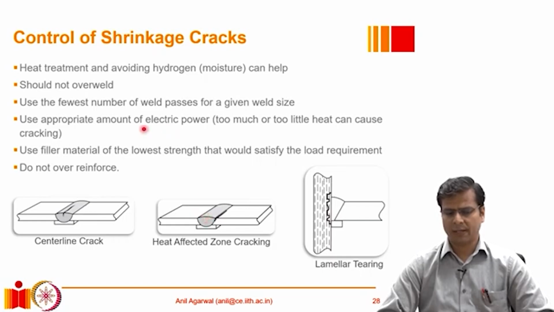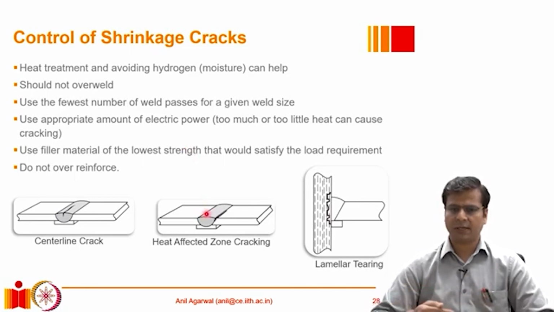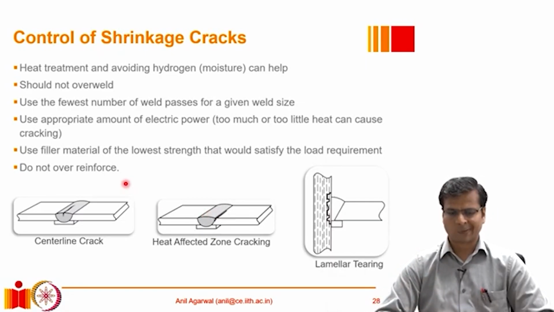However, we should try not to overdo it, meaning that we should not go for too many passes. So we should try to optimize the weld size and the electrode size in such a way so that we can accomplish this task with the minimum possible number of passes. Because every time we do one weld pass, basically we heat the system again and we cool it down again, and we introduce new thermal stresses in the structure.